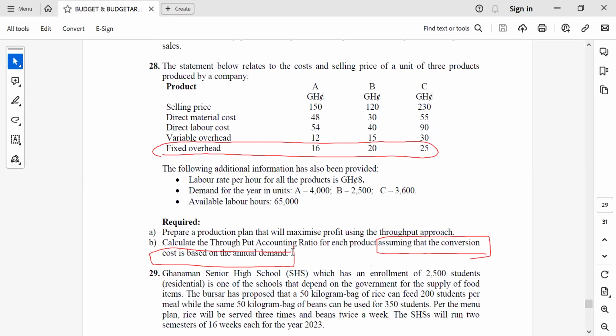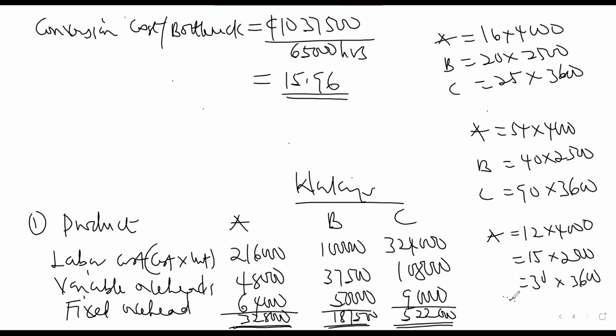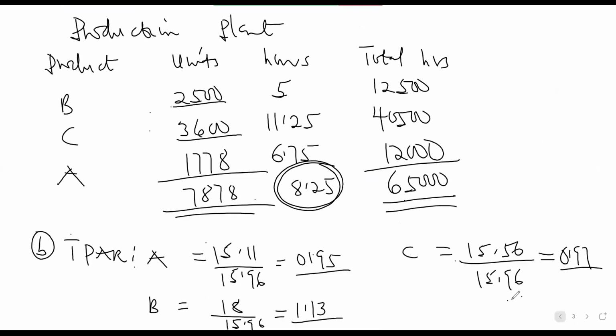Okay. But if this particular statement is not added, what are we going to be doing? You will now calculate the labor and other costs based on the actual production. So let's come here. How many units of product B and C are we producing? We are producing 2,500 and 3,600. We are producing all of them, isn't it? So you can see that the labor cost, the variable cost, and all those things for B and C will be the same because we are producing all of them, which is the annual demand. So it will still multiply by the annual demand.